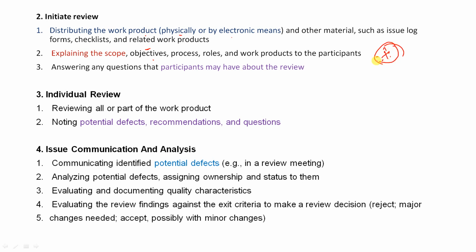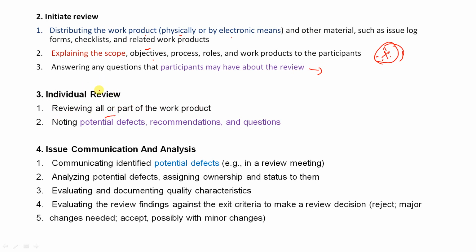In this phase, all the Q and A's for the inputs and documents, and the roles and responsibilities, will be defined and explained. Answering any question that the participants may have about the review. If there are any questions, they will clear them for the participants. That means whoever is in the role of explaining should be very clear about the product.